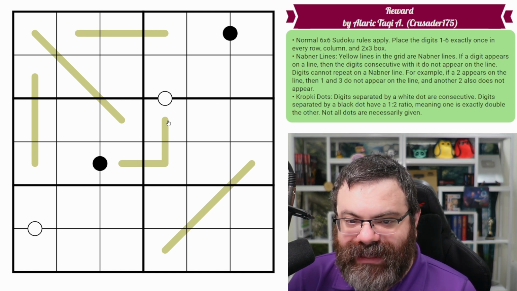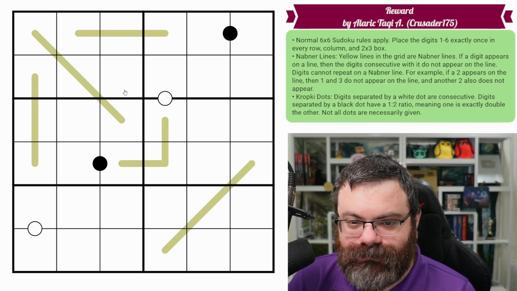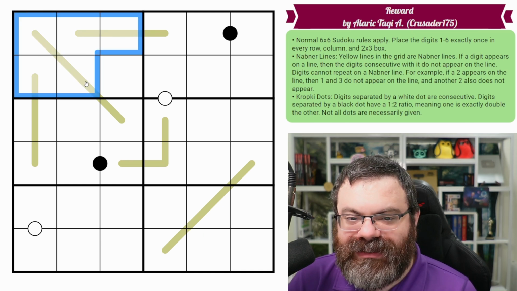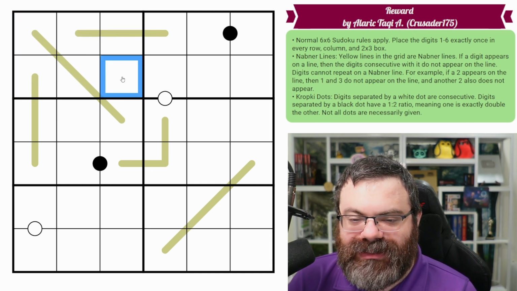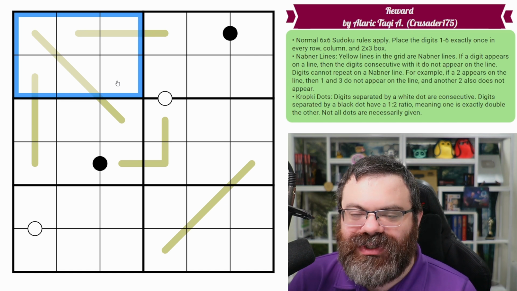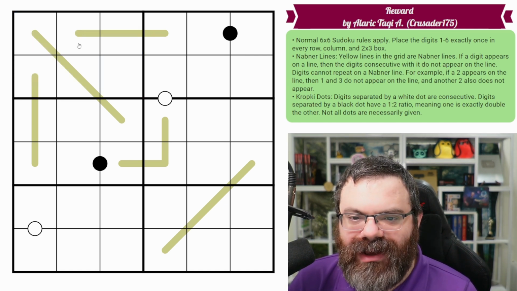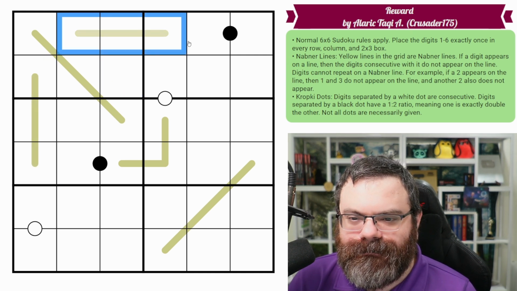See if we can do anything with that. One of these will have a 2 or a 5 on them at least, right? Because we can only put, like this box has a 2 and a 5 in it, and this is the only cell that's not on a 3 cell Nabner. So one of these will be a forced Nabner. I'm not sure which one. I don't think it can be this one.